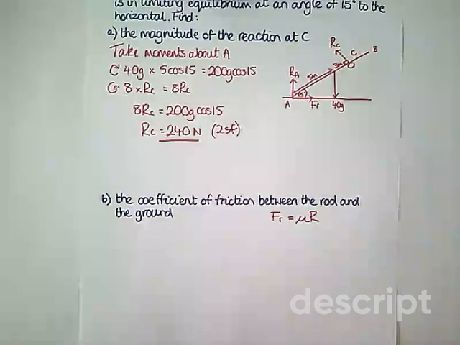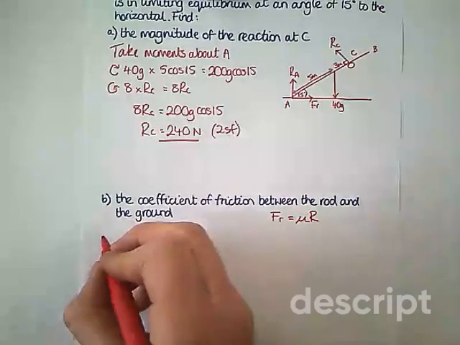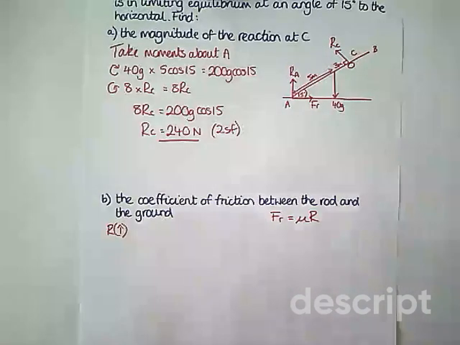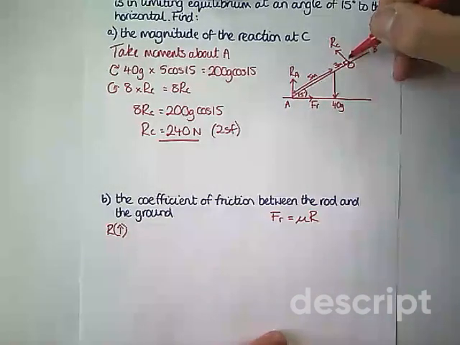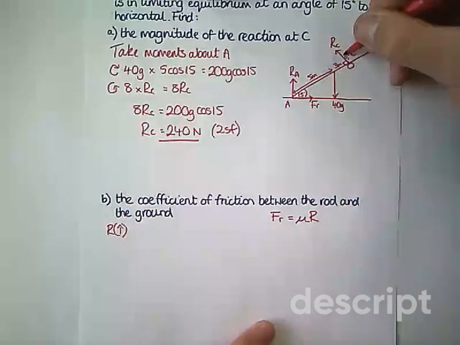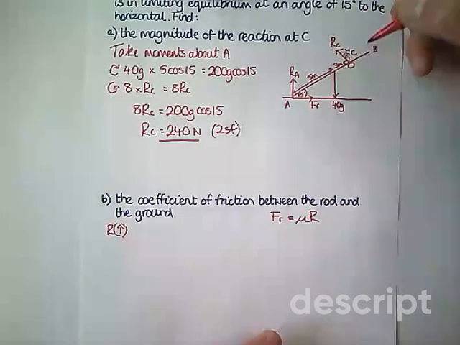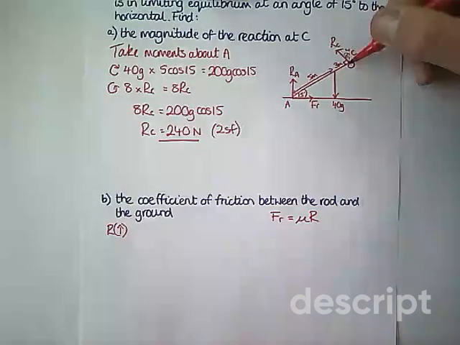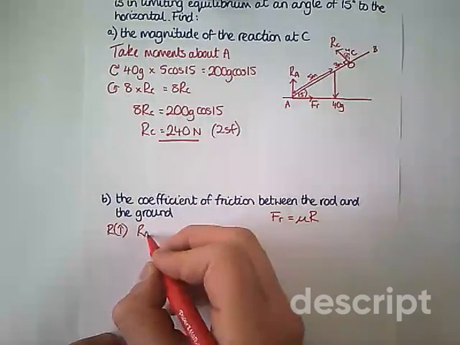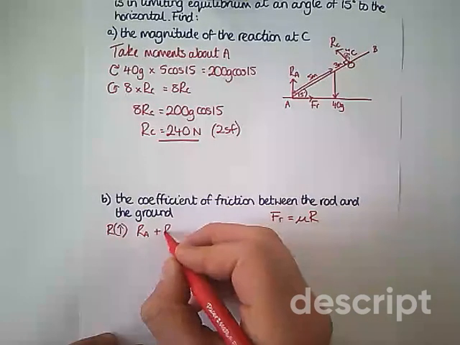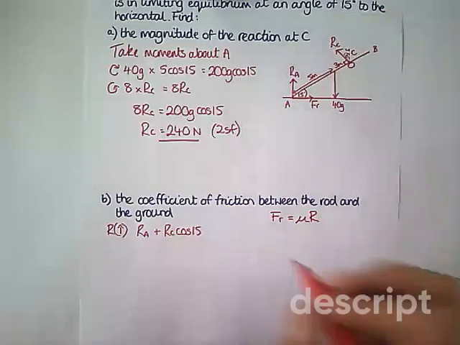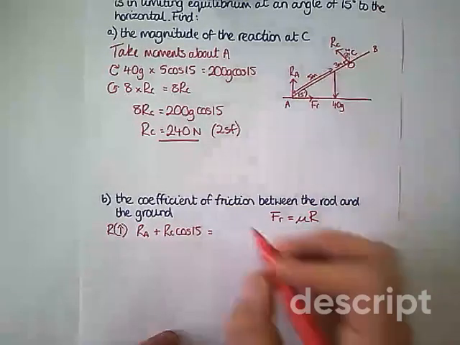So to find the reaction force at A, we can resolve vertically. Now we've just got to be careful with which bits have vertical components, because there is a vertical component to this reaction force at C. This angle here is 15. If I make that a right-angle triangle there, the reaction force at C is the hypotenuse. I want the adjacent. So it's going to be the reaction force at A plus the reaction force at C cos 15 to just get the vertical component, equals my forces going down, 40G.